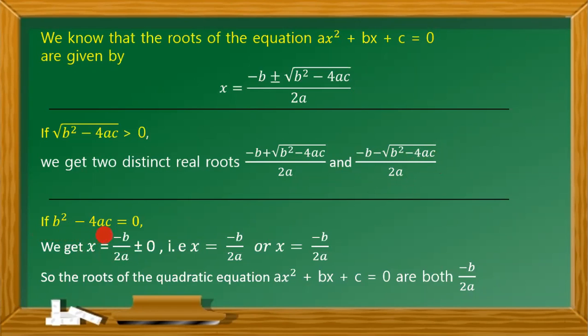If b² − 4ac is equal to 0, then we get x = −b/2a ± 0, which is the same as x = −b/2a or x = −b/2a. So, the roots of the quadratic equation ax² + bx + c = 0 are both −b/2a. These roots are also known as repeated roots.